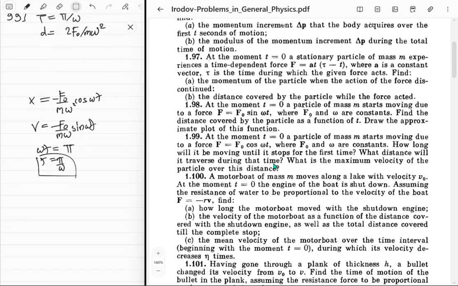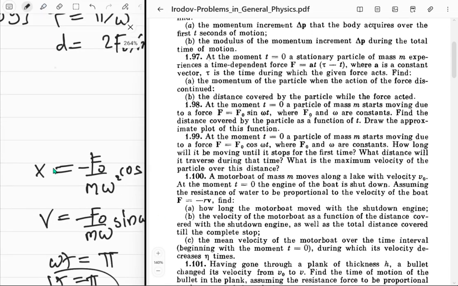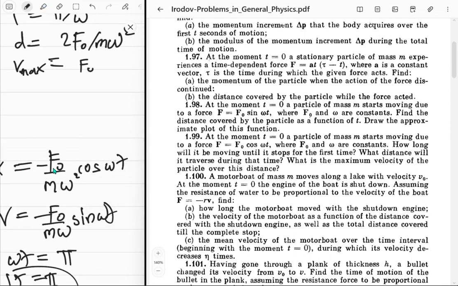And last question is, what is the maximum velocity of the particle over this? I mean, it passes through the mean equilibrium point as well. And that means the amplitude will also be there for a moment. So yeah, there you go. v max is equal to f naught upon m omega.